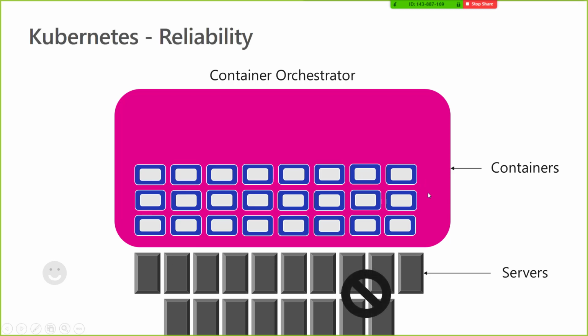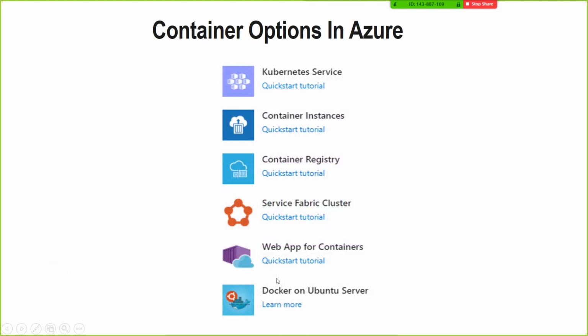It can also provide reliability. What happens if some of your underlying Docker hosts, the hosts that run your containers, fail? No problem. You won't even notice because Kubernetes can automatically start them up on other hosts. So it's a really good one.